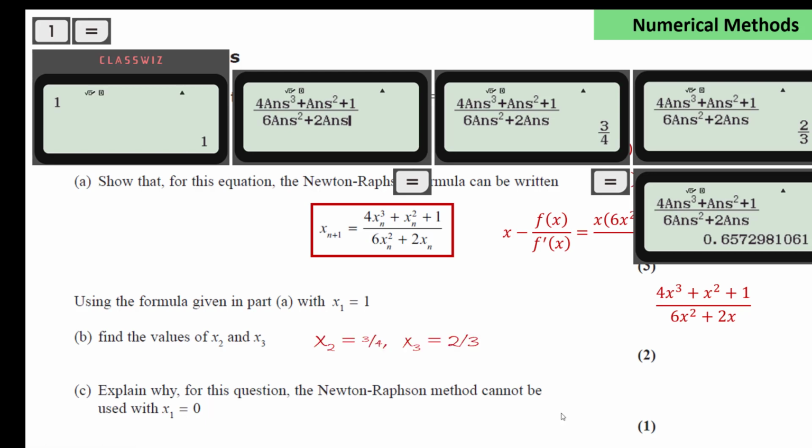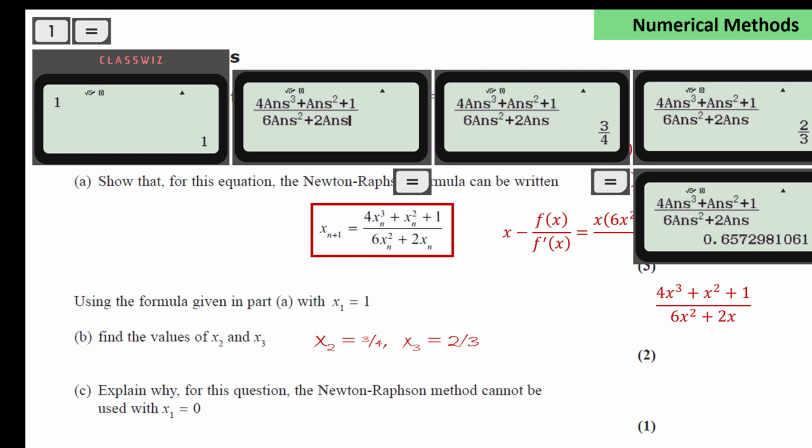So we found x2 and x3. We weren't asked to calculate a detailed approximation to the root. We are, however, asked to explain why, for this question, the Newton-Raphson method cannot be used with x1 equal to 0. If we tried to substitute x1 equal to 0 into this formula here, I'd have a 0 denominator, and therefore I wouldn't get a value for x2.